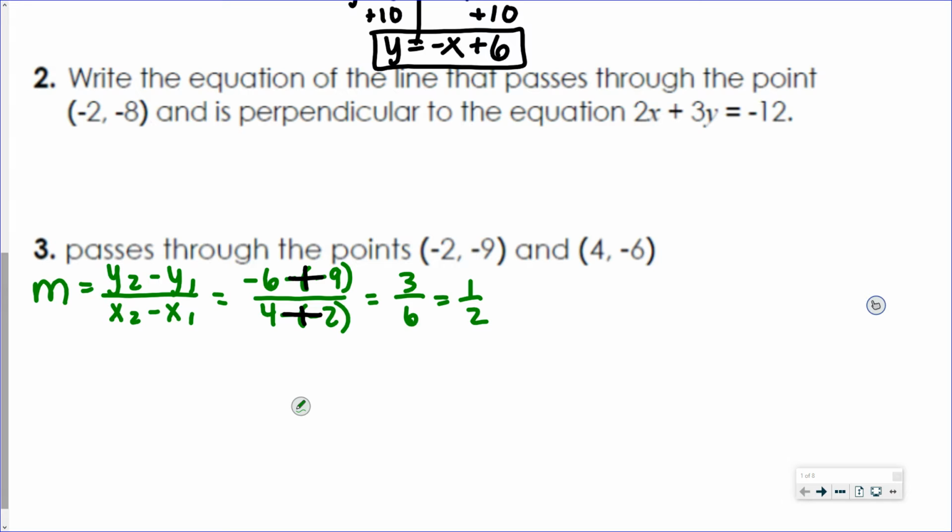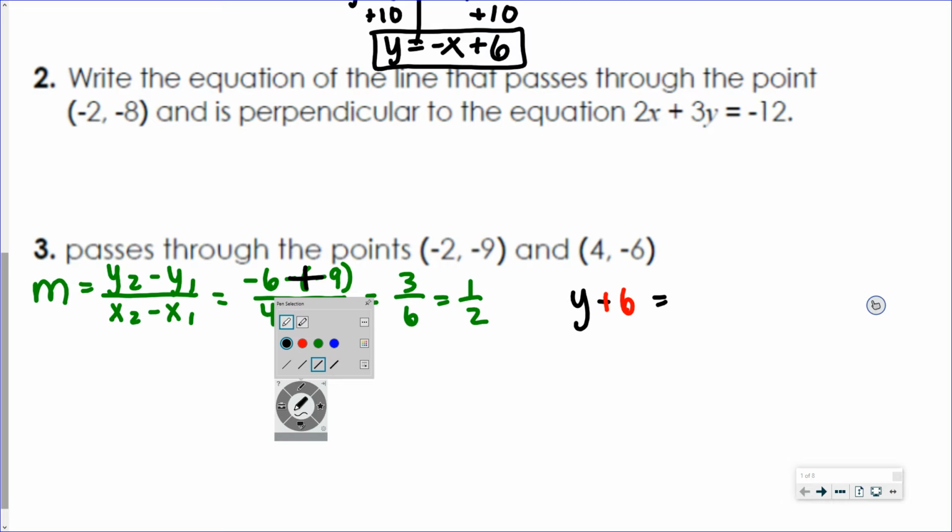Now I need to ask myself, am I given the y-intercept so I can jump right to slope-intercept form? Are either of these points my y-intercept? No. So I got to do point-slope form again. y minus y1. Which point do I use? Either, it doesn't matter. I'm going to use this one. So y minus -6 would be plus 6 equals m. Slope is 1/2. We calculated that. x minus x1, since I use this point, I'd have to use 4.